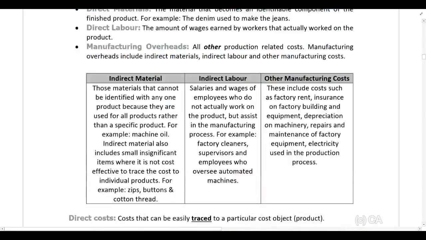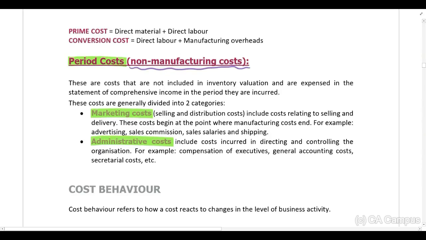On the other hand, the accounting treatment for period costs is completely different. These costs are not included in inventory valuation and are expensed in the statement of comprehensive income in the period that they are incurred. So this is a very simple journal entry. If we incur any period costs or costs that are not manufacturing related, we just debit the expense in our statement of profit and loss and other comprehensive income, and we credit bank or accounts payable.